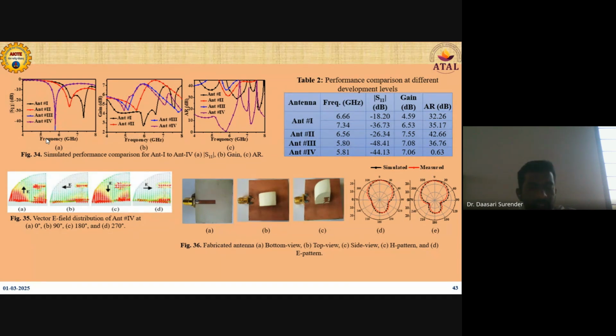And here in figure 35, the authors presented the electric field distribution at different angles. It can be seen that at phi equals 0 degrees, the electric field lines are upward, and when observed at 90 degrees and shifted to the left, these electric field lines are rotating in the anti-clockwise direction. So by observing figure 35, we can see that the electric field lines are rotating anti-clockwise, so it is a right-hand circularly polarized antenna.